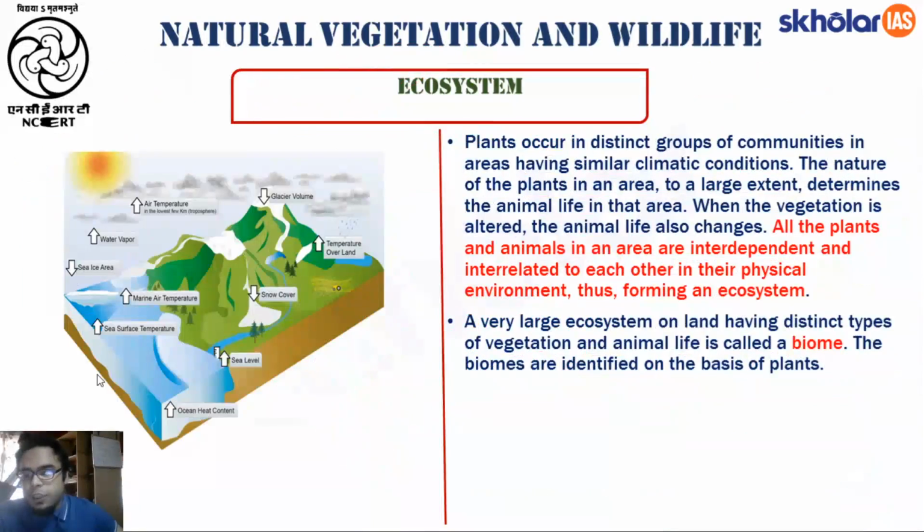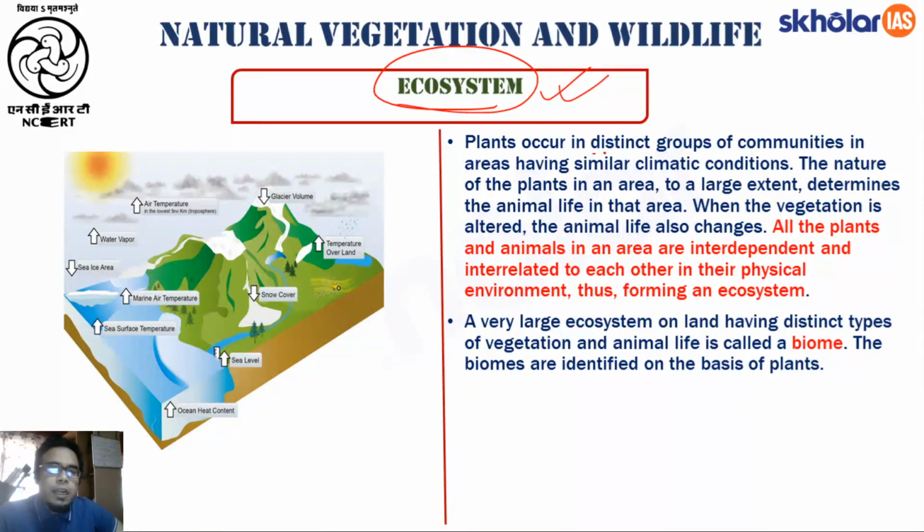All right. So this was about the different factors. Then moving on, let us understand this concept which is called ecosystem. Now, this we have already talked about in the lower classes. Kindly go through it if you have forgotten about it. But also since it is given in this NCERT, let us go through it.